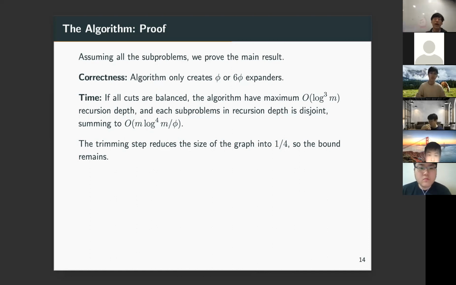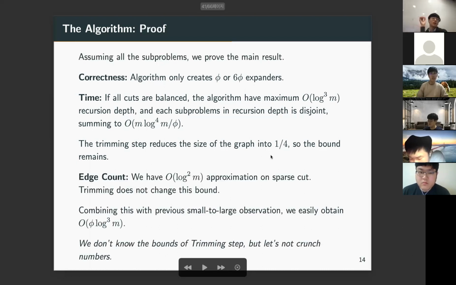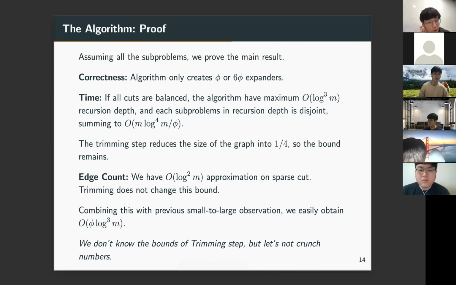Yeah, and it's guaranteed that the trimming step doesn't blow up the graph, and it just reduces the size of the instance by a sub-polynomial factor. In the constant size bound, the bound remains. For the edge count, we have a log square m approximation on the sparse cut, and trimming doesn't change this. So if we combine this with the previous small-to-large observation, we just multiply by log square and we're done.